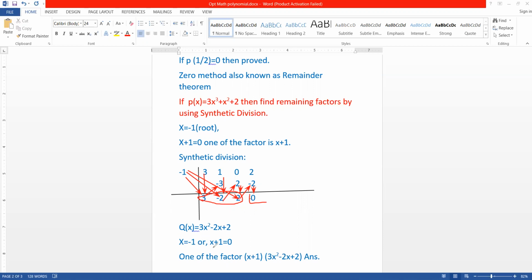So x equals minus 1, or x plus 1 equals 0, brings one of the factors, x plus 1. Now we can see the whole expression, 3x cubed plus x squared plus 2, can be written as this one, and we cannot factorize this further, that's why we are writing this much as the answer. Hope that you understood. So this is the answer we are finally getting.